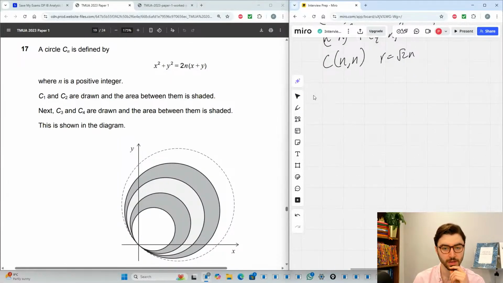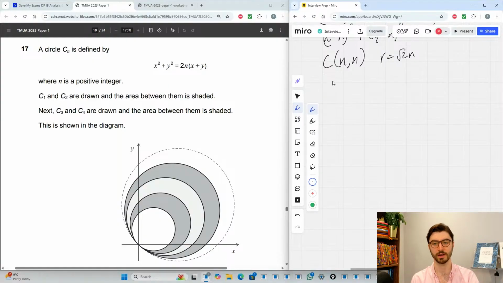So in other words, the first area, so importantly though, this is the radius. So the area from 1 to 2 is going to be pi r2 squared minus pi r1 squared. Let me try and do this generally.